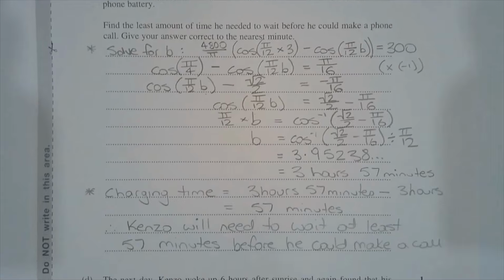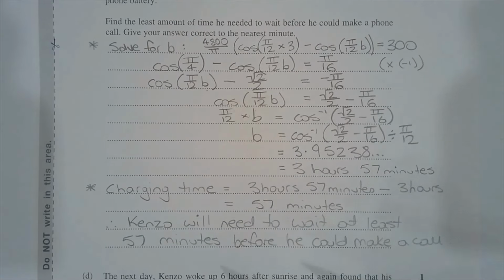Now to find the charging time, which is the amount of time that Kenzo has to wait, of course, charging time is 3 hours and 57 minutes minus 3 hours, which is equal to 57 minutes. So therefore, Kenzo will need to wait at least 57 minutes before he could make a call.